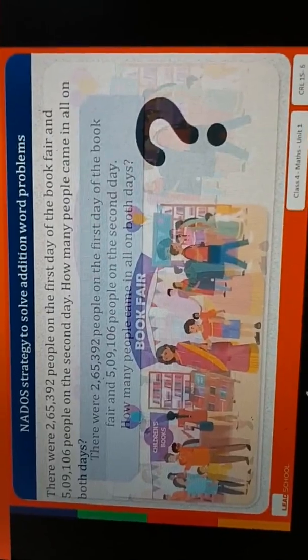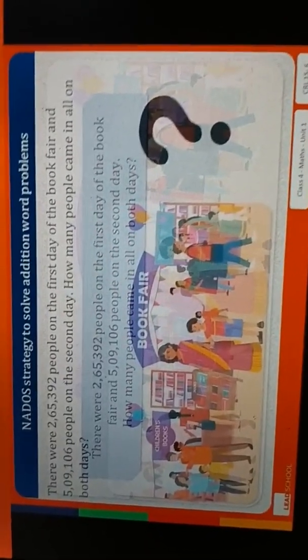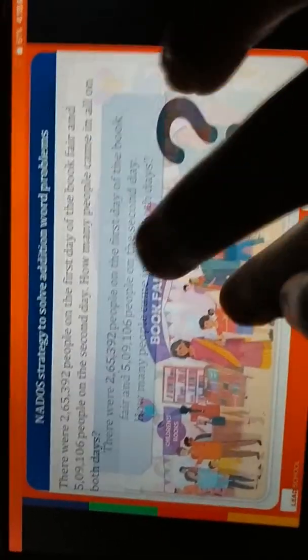So we'll use here the NAROWS method and we'll do the addition, that now we have to see here.